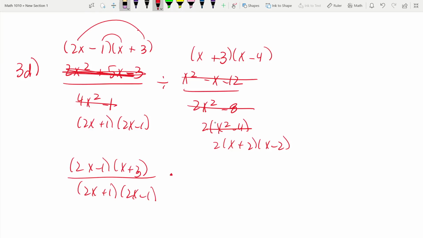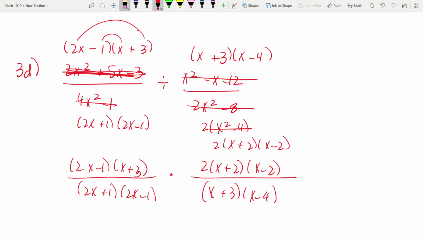Change the division to multiplication, flip it upside down. So it's 2 times x plus 2 times x minus 2. The top comes down, and that's x plus 3 times x minus 4.